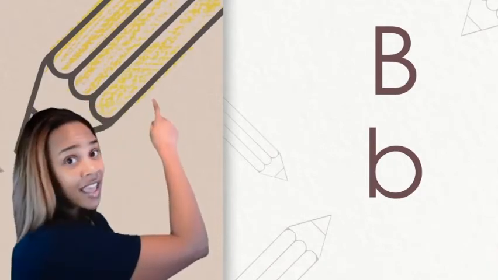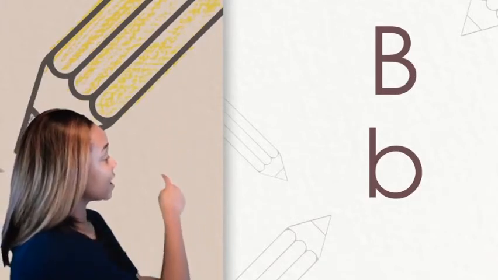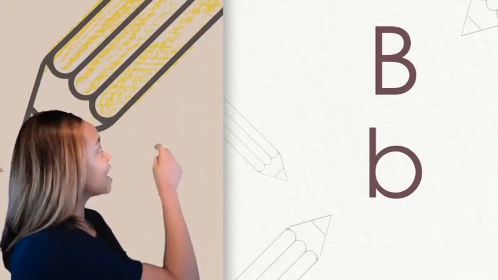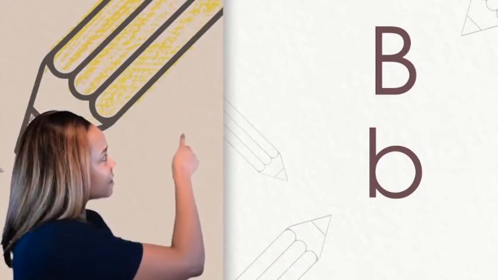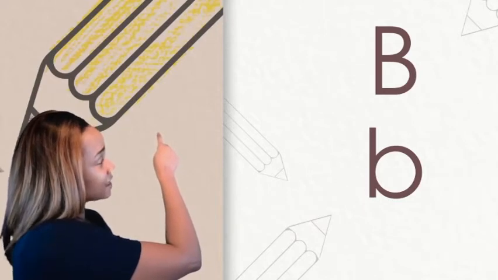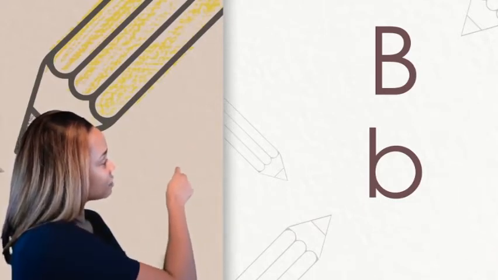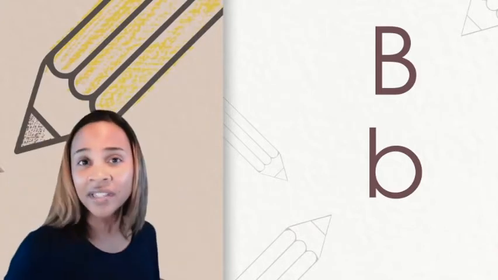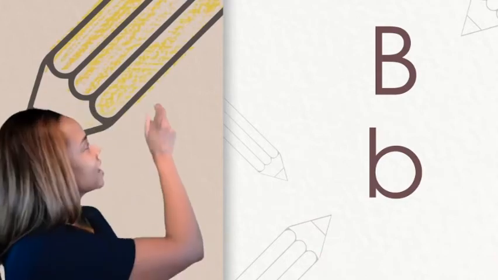Watch as I model. Starting at the headline, I'm going to drag my finger down all the way to the foot line, come back up to the headline, go towards the right and make a little bump, stopping at the belly line, and then at the belly line making another little bump to the right, going all the way to the foot line. Now I want you to practice with me.